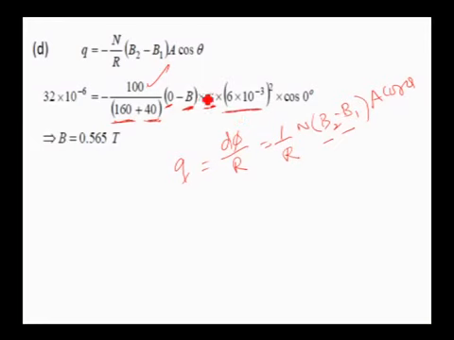power minus 3. This is nothing but the area of the coil, which is pi r square, where r is the radius, 6 mm, into cos 0. Now the magnetic field obtained will be 0.565 Tesla. Just look at the formula: number of turns, resistance, the change in magnetic field, the area, and theta is indicating the orientation of the area vector with the magnetic field.